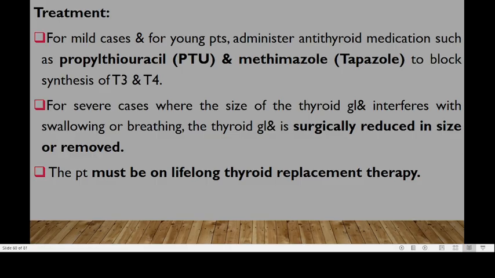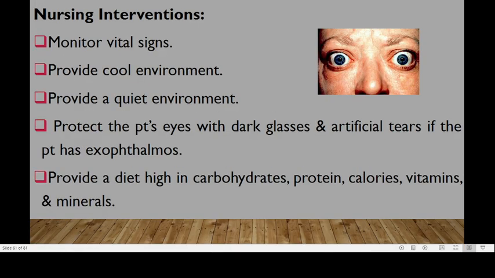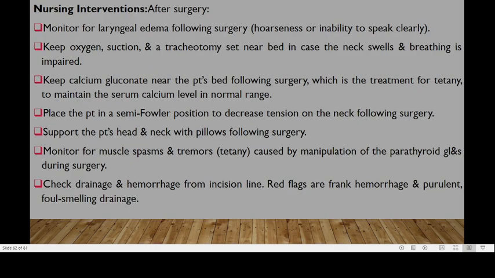The patient must be on lifelong thyroid replacement therapy. Nursing intervention, you have to monitor vital signs, provide a cool environment, provide a quiet environment, protect the patient's eyes with dark glasses and artificial tears if the patient has exophthalmos. You also need to provide a diet high in carbohydrates, proteins, calories, vitamins, and minerals.